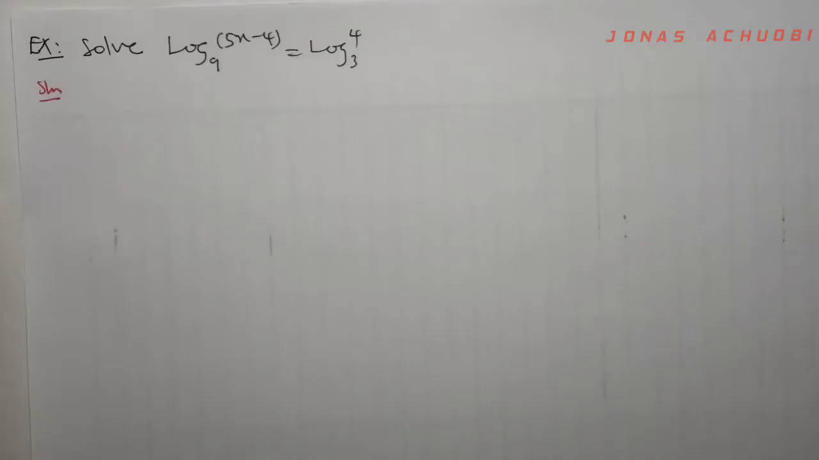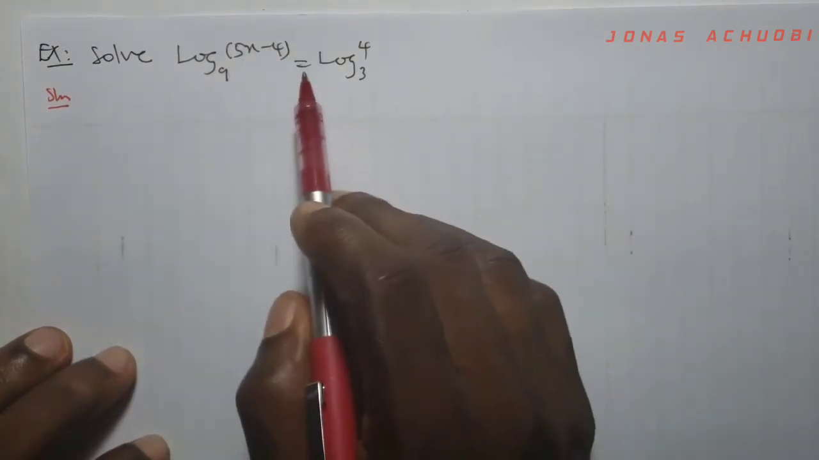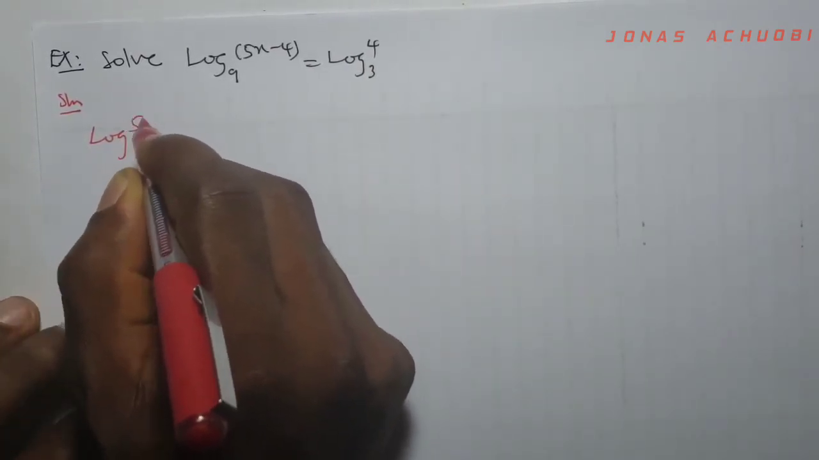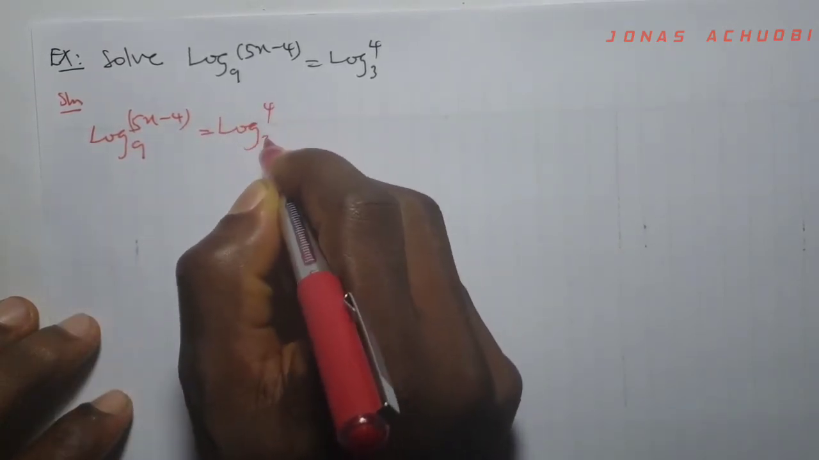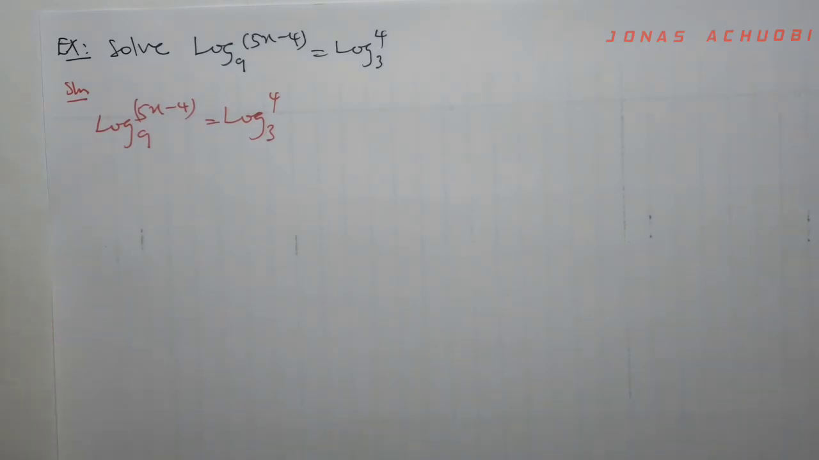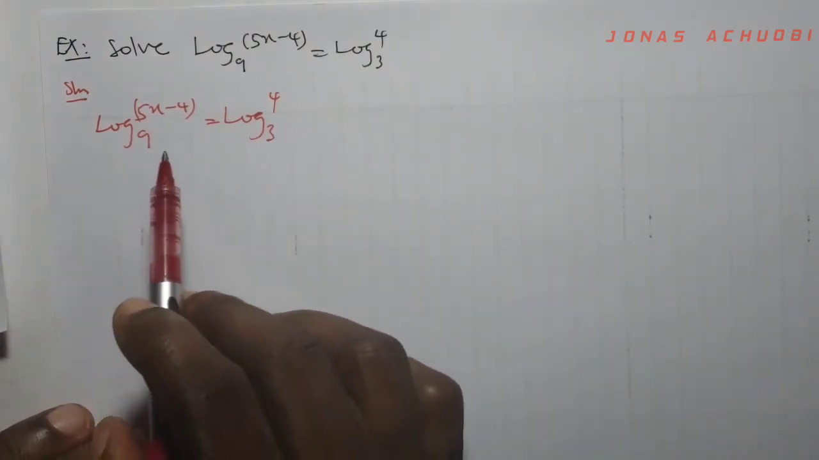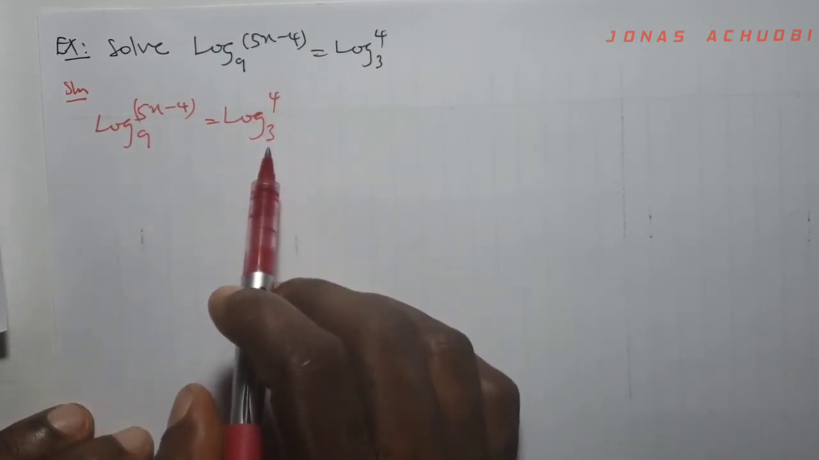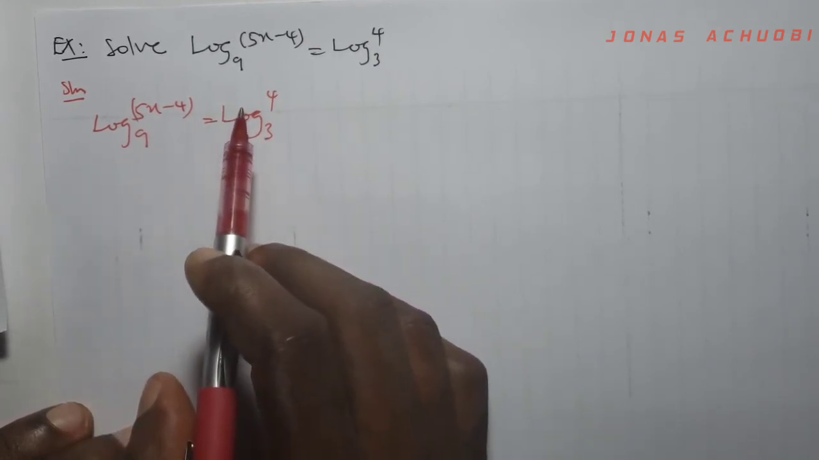We shall take another example. Example, solve log of 5x minus 4 base 9 equal to log 4 in base 3. So I write it out. Log 5x minus 4 in base 9 is equal to log 4 in base 3. Now the first thing I observe in this example is that the logarithms given to me are in different bases. The left hand side log is in base 9, while the right hand side log is in base 3. And since they have different bases, it is difficult to solve.